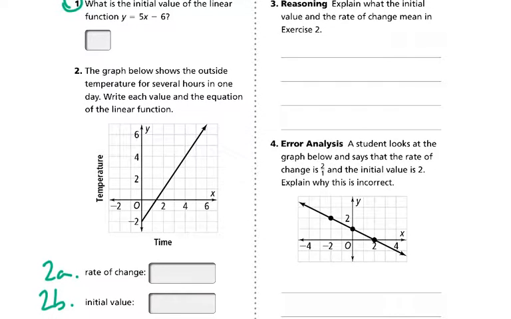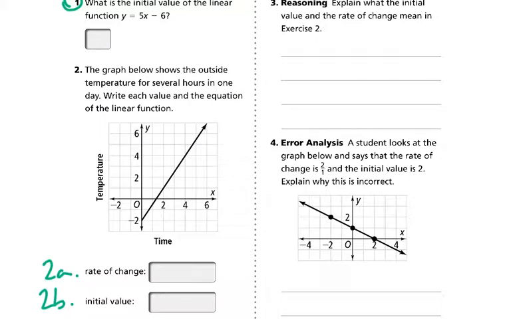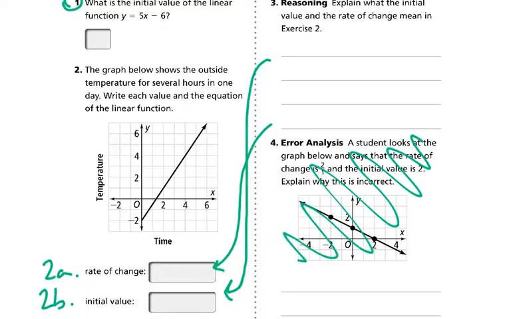Number 3 asks you to explain what the initial value and rate of change mean in exercise 2. So, what does the initial value mean, and what does the rate of change mean in that problem? And I will not have you do number 4 for now. So, you need to do 1, 2, and 3 on Google Forms. Write your answers on your paper, and then you can type them into Google.